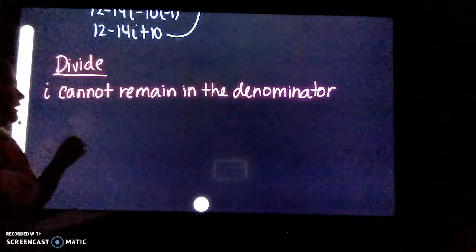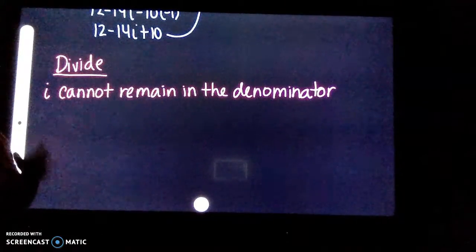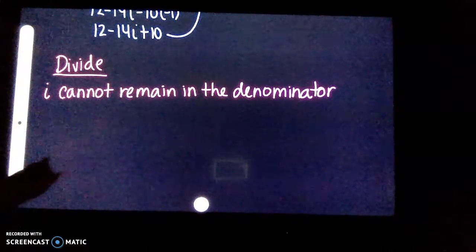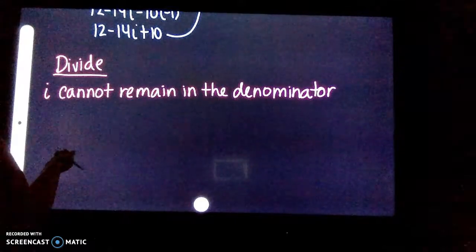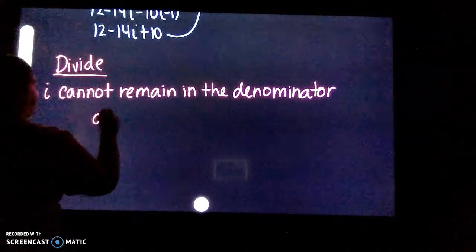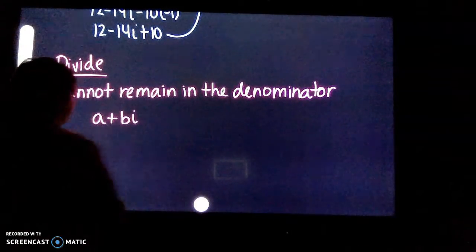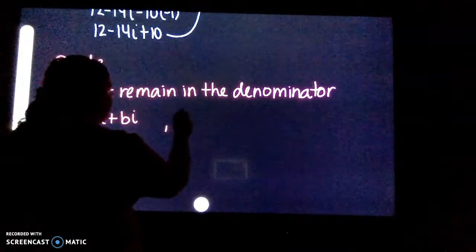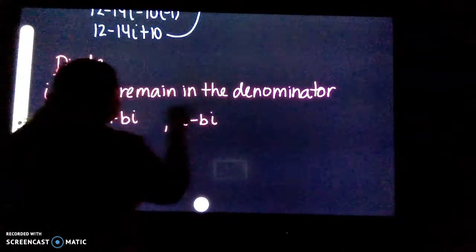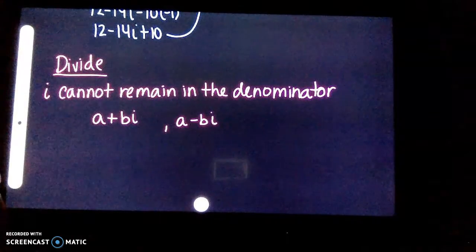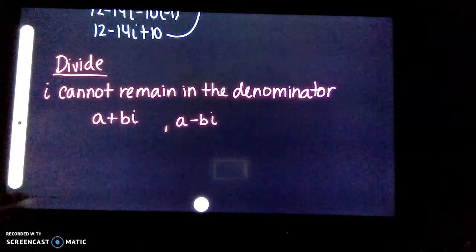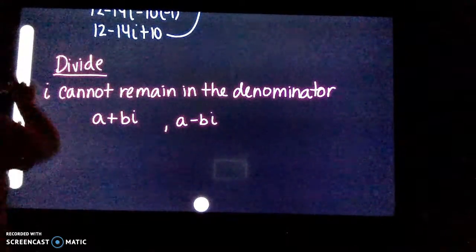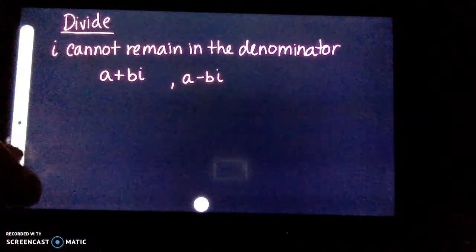Okay, so as I was saying, in order to get the i out of the denominator, we need to multiply our complex number by its conjugate. What I mean by a conjugate is that if I have the complex number a plus bi, it is the same real and imaginary terms, but with the opposite sign in the middle. So a minus bi would be the complex conjugate of a plus bi. So let's go ahead and do an example where we have to use this.